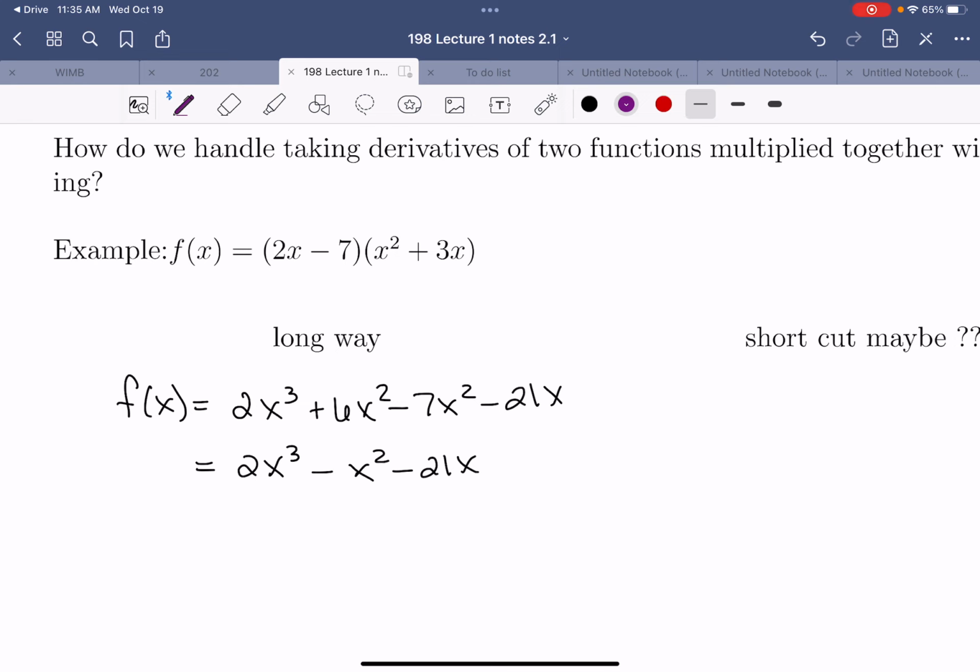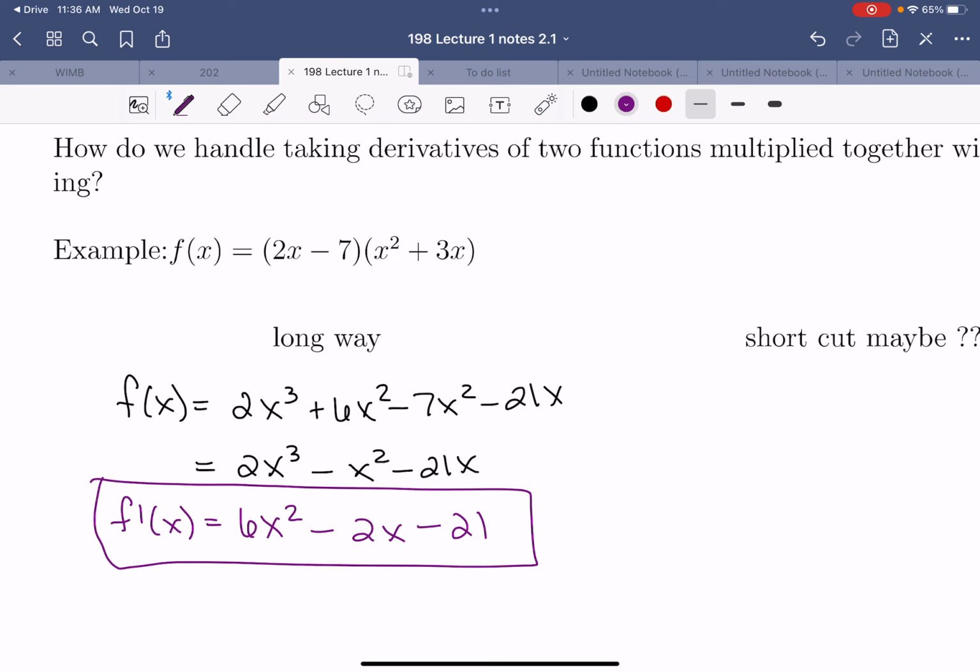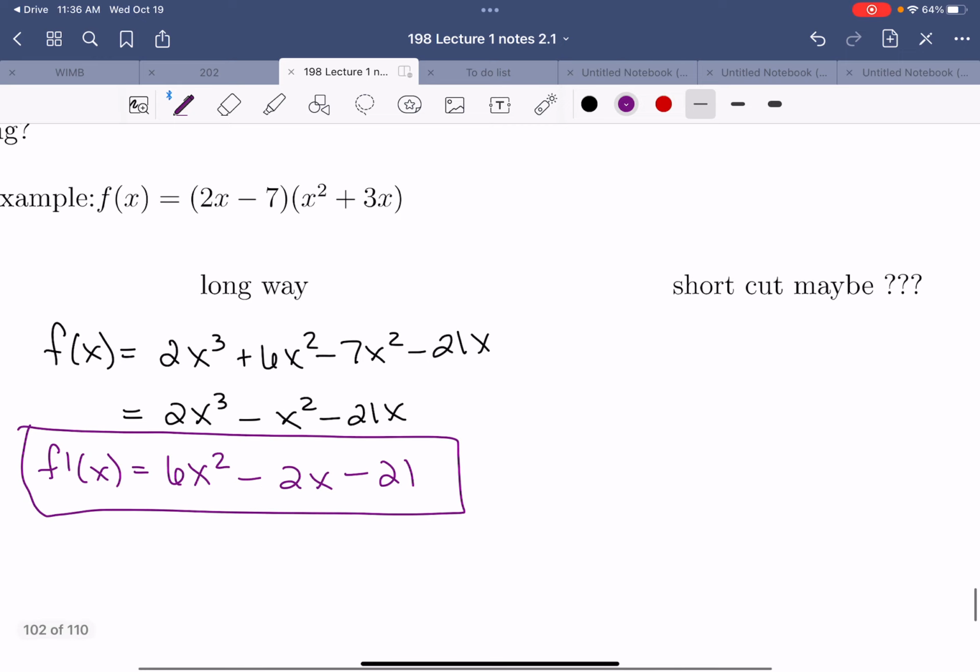When I go and take the derivative, we end up with 6x squared minus 2x minus 21. So three terms there. Not too bad, manageable. Now the idea here is that we want a rule for multiplication, because not every time I'm multiplying two functions can I multiply them out and get rid of the multiplication. If I took an x times an e to the x, that's not going to let me do it. I'm always going to have those two multiplied together, so I need a rule for multiplication.